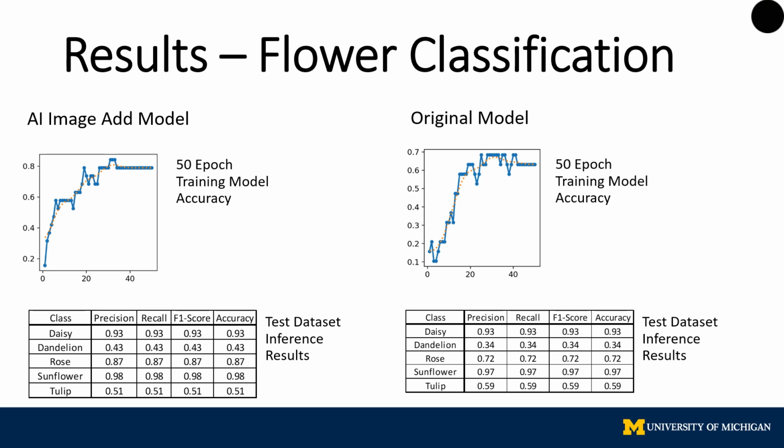If you look at the original model, the 50 epoch training reaches sub 70%, and you can see those accuracies that we just compared the AI dataset accuracy to as well.